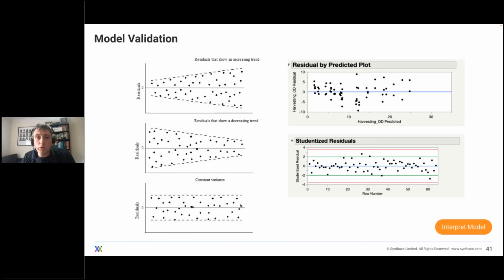The plots on the left show how this looks when the errors get either larger or smaller as the response increases. Note there's a sort of characteristic cone shape, which is a telltale sign that you should do some sort of transformation on your data to try and bring them down more like this picture in the bottom, where you've got something approximating constant variance.